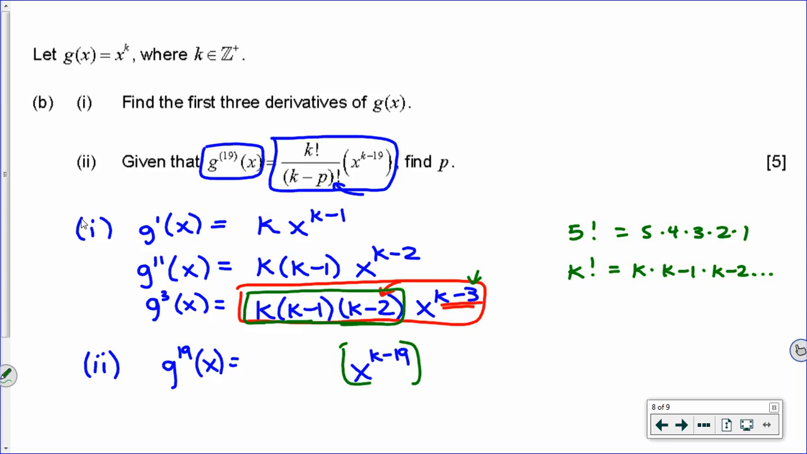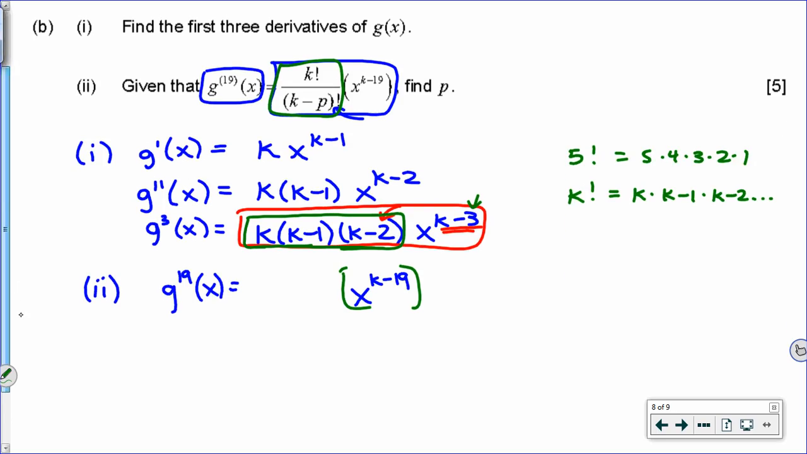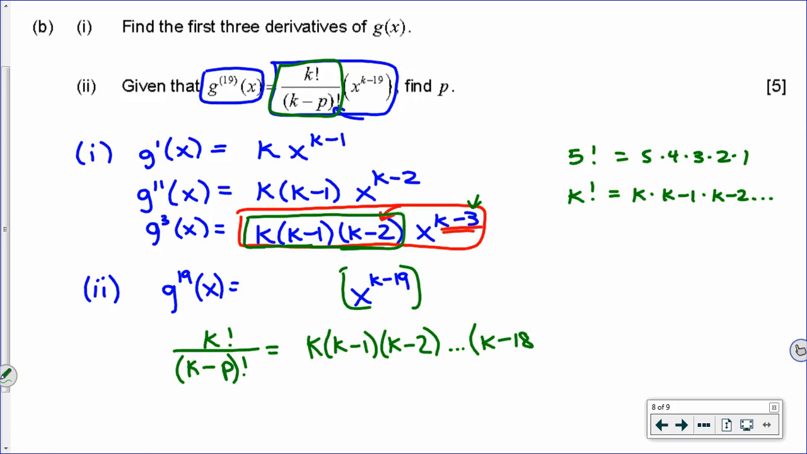x to the k minus 19th, it must be k times k minus 1 times k minus 2 times k minus 3 all the way up to k minus 18. And in the question, this is what they're using as the coefficient. So I can set up this equation where the thing that they're giving as the coefficient, k factorial over k minus p factorial, so that expression that has p in it, must equal k times k minus 1 times k minus 2 times k minus 3, dot, dot, dot, all the way up to k minus 18. Because I know that's what has to come in front in the 19th derivative.